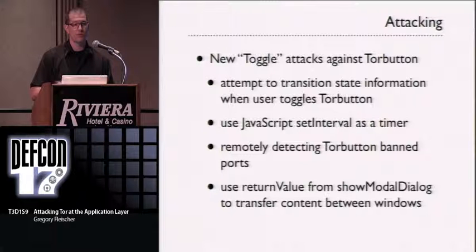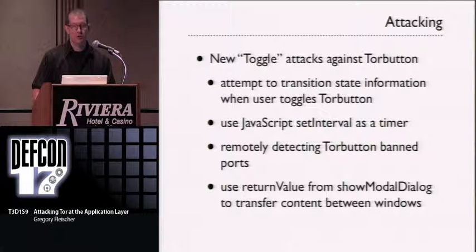Tor button bans some ports. It adds them to the list of banned ports in Firefox. Use port 9050, 9051, 8118, and 8123. Those, 8118 and 8123, are the HTTP proxy ports for Privoxy and Polipo.